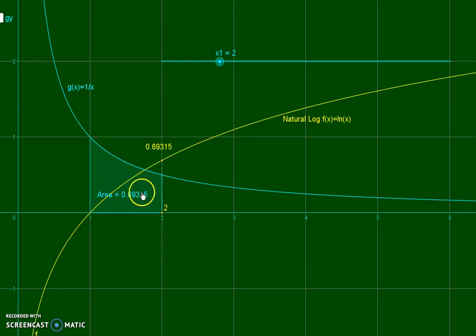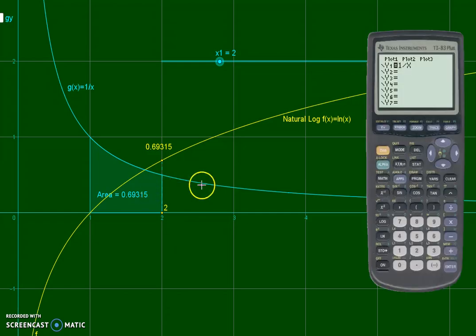Unless we doubt, for one final confirmation, we pull out our trusty graphing calculator, set 1 over x into the function, display the graph, and let's take the integral. And we set our lower limit to 1, upper limit to 2, and you can see that the value is exactly the same as what we have here.